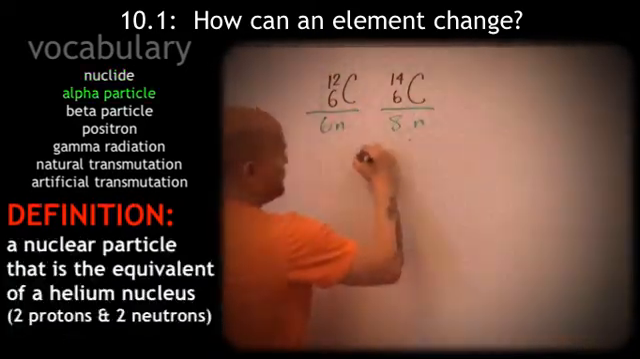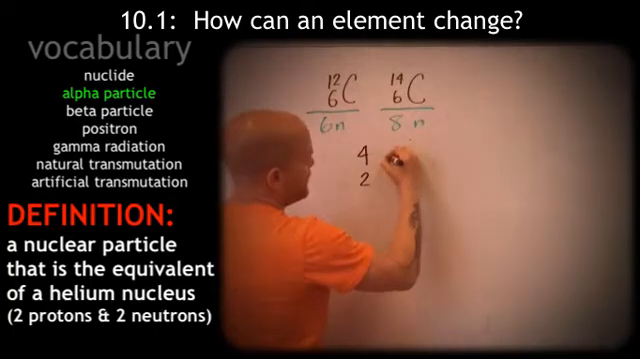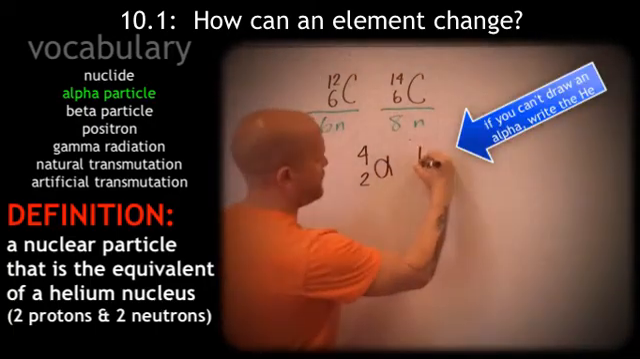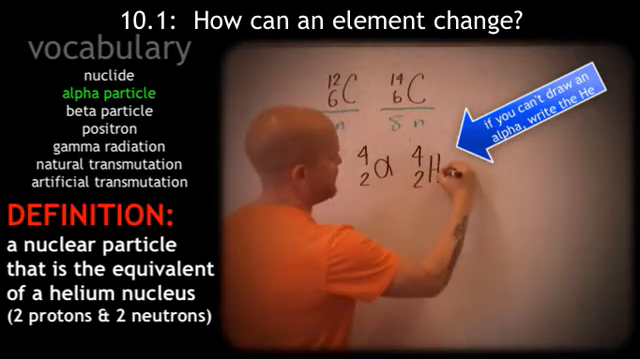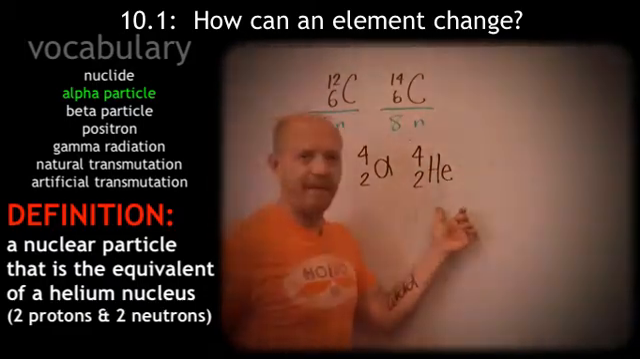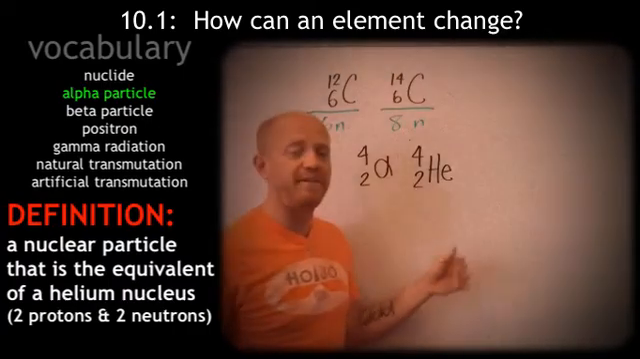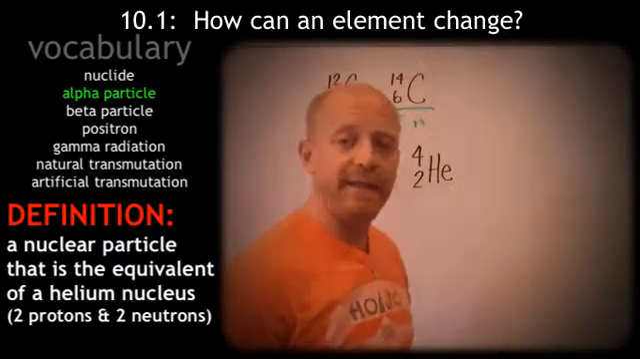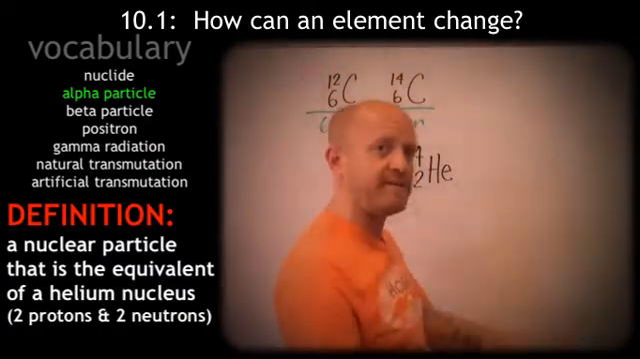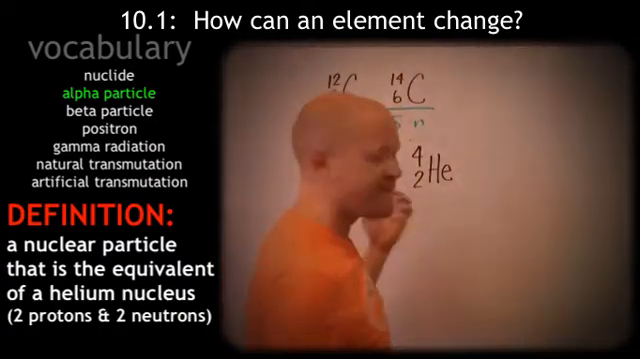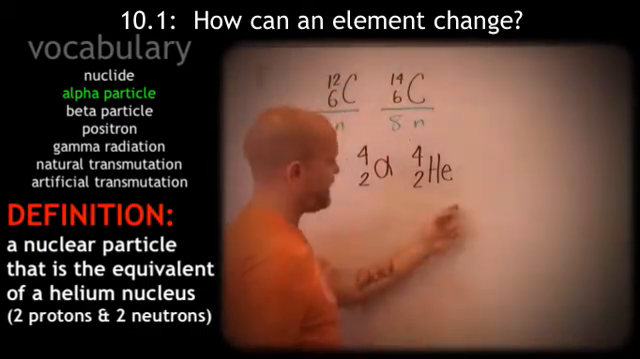We have the first one, which is an alpha particle. See how I drew that? You can also draw it this way. These are the same thing, different ways of writing it. An alpha particle is simply the nucleus of a helium atom. Helium atoms have 2 protons, 2 neutrons. That's in the nucleus. Then they got the electrons floating around, but this is just the nucleus. So you could write it either way.